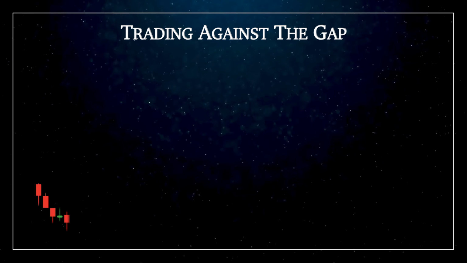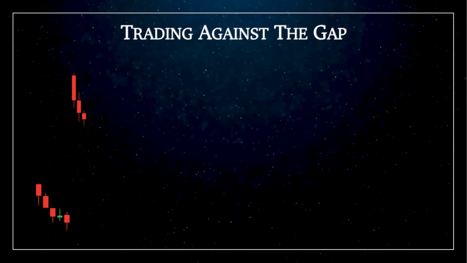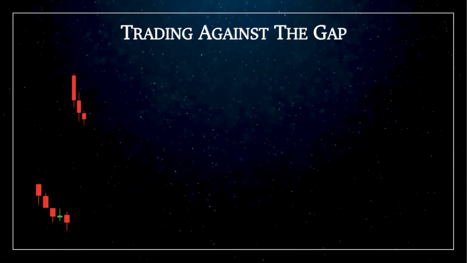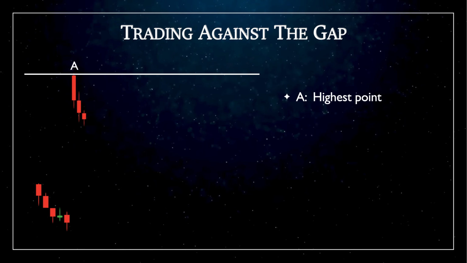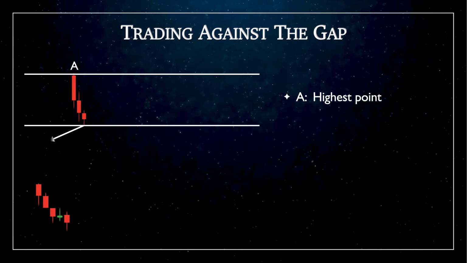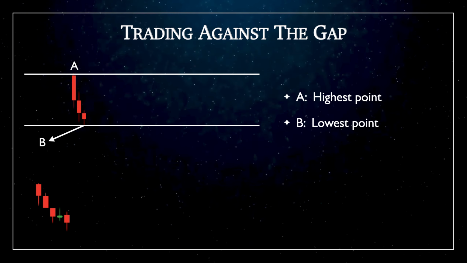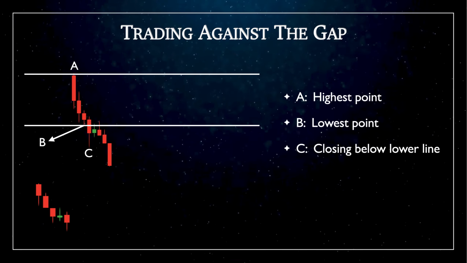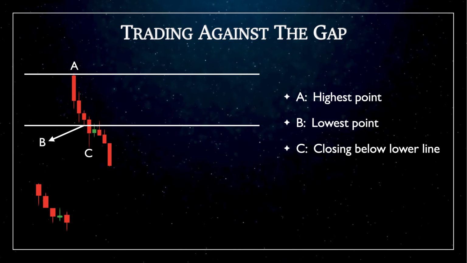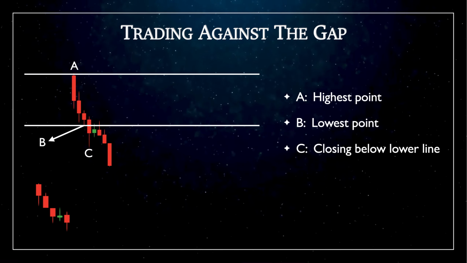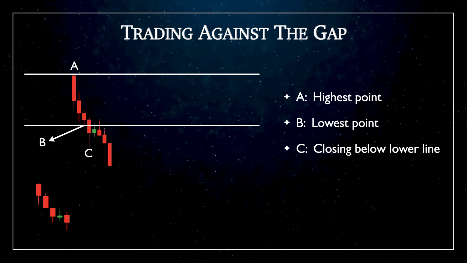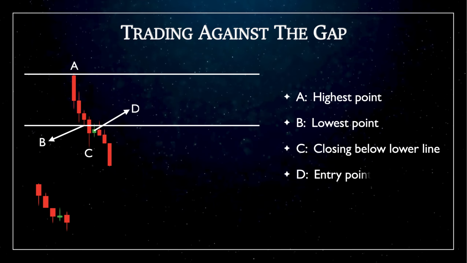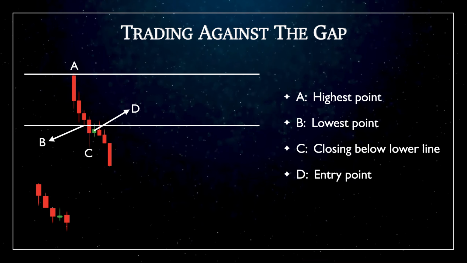Now let us learn how to trade when price moves against the direction of the gap. As always, create 2 horizontal lines through the highest and the lowest points of the first 3 5-minute candles. Candle C depicts a closing below the lower line. This indicates price is moving against the direction of the gap. As candle D is forming, we take a short trade.